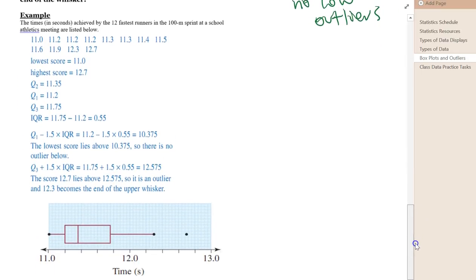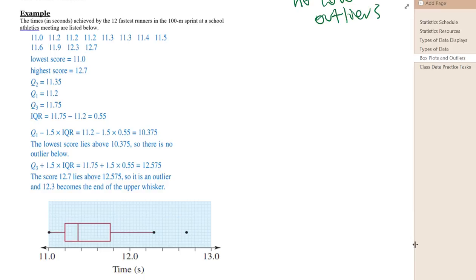Alright, we're going to look at an example that does have an outlier. In this example, the times in seconds achieved by the 12 fastest runners in a 100-meter sprint at school are listed below. The quickest time was 11.0 and the slowest time was 12.7. So there's our minimum, our maximum. We've worked out Q1, Q2, and Q3. So we've got everything we need for a box plot, and they've even worked out the interquartile range to help us work out the outliers.